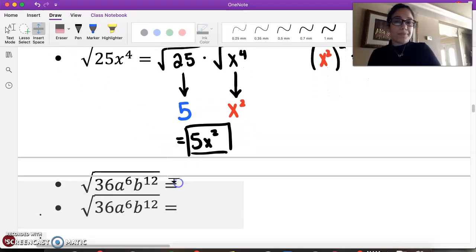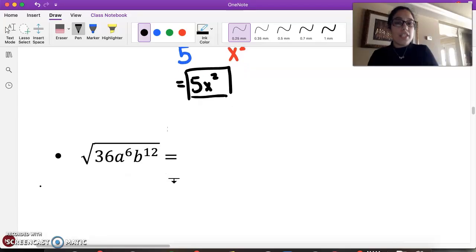What about the next one? You have 36, a to the 6th, b to the 12th. It's going to get longer as you go on. It doesn't make it more difficult. You just have to do it piece by piece, especially since these are all perfect squares. So it's super simple. So we have 36.